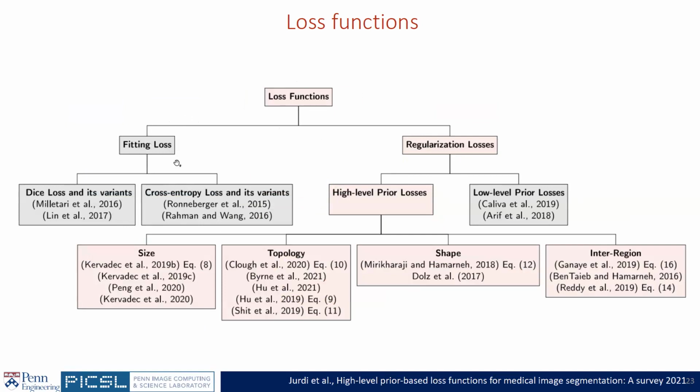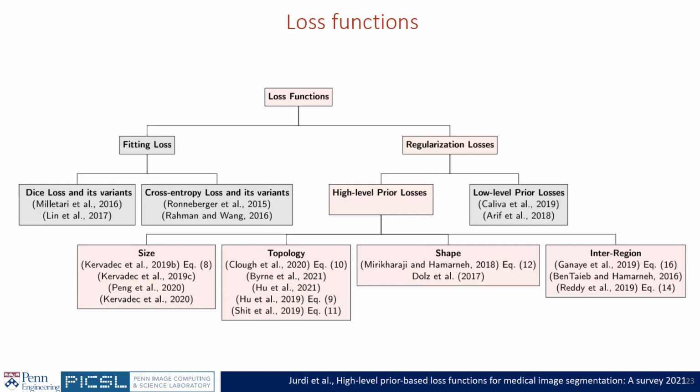So fitting loss could be something based on the volume of the segmentation, like cross entropy loss, which I guess you already know about, or a dice loss, which computes an intersection over union between the output and the true label. So these are based on the volume of the segmentation.